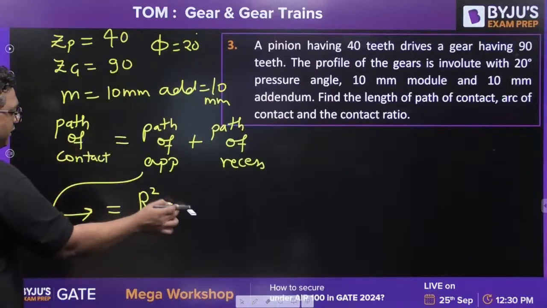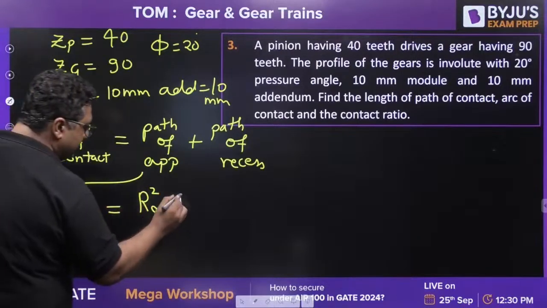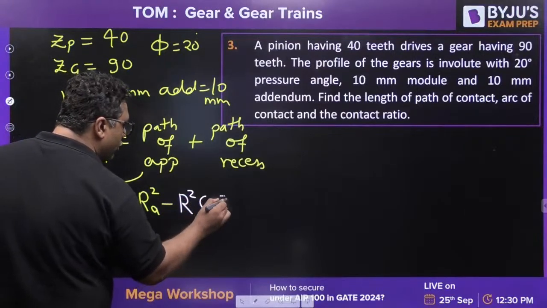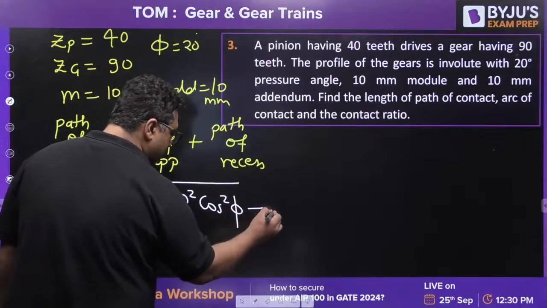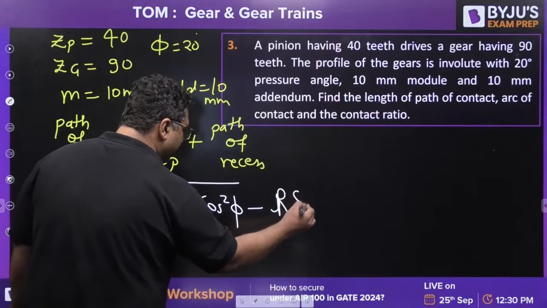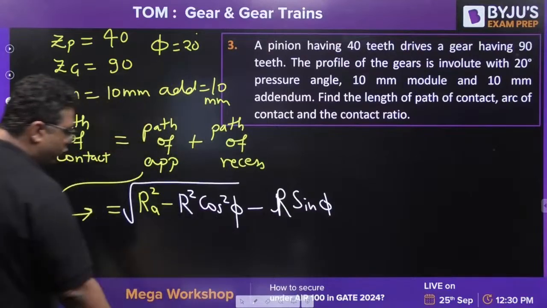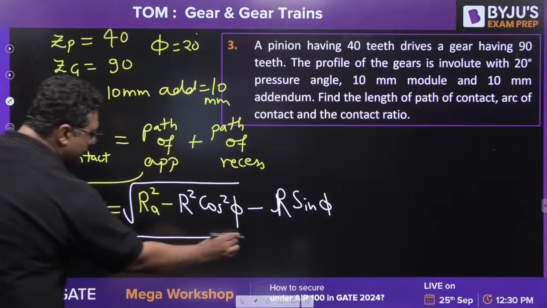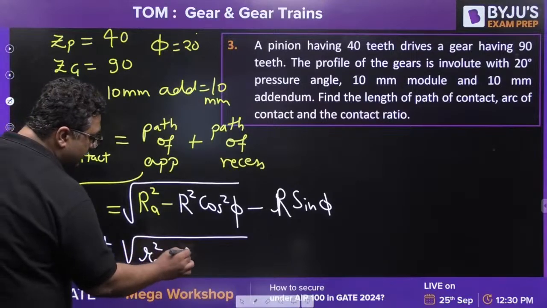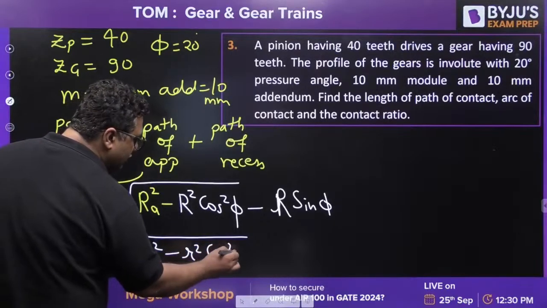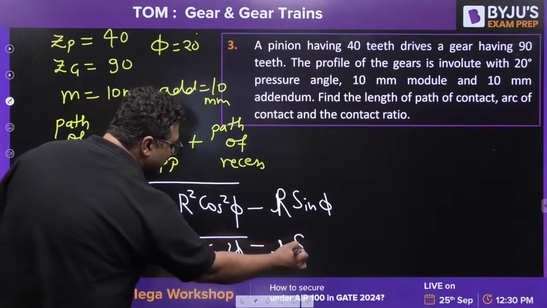Yes. Do you remember the formula? It is R square cos square phi minus R sin phi. This is path of approach plus path of recess: RA square minus R square cos square phi minus R sin phi.